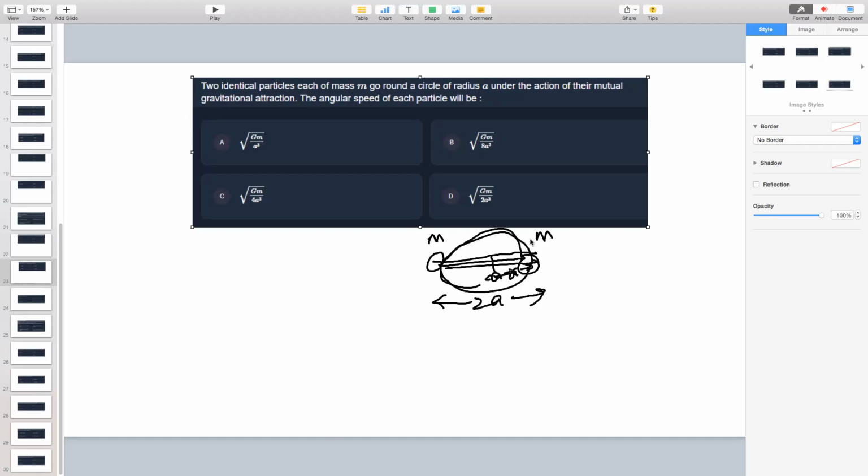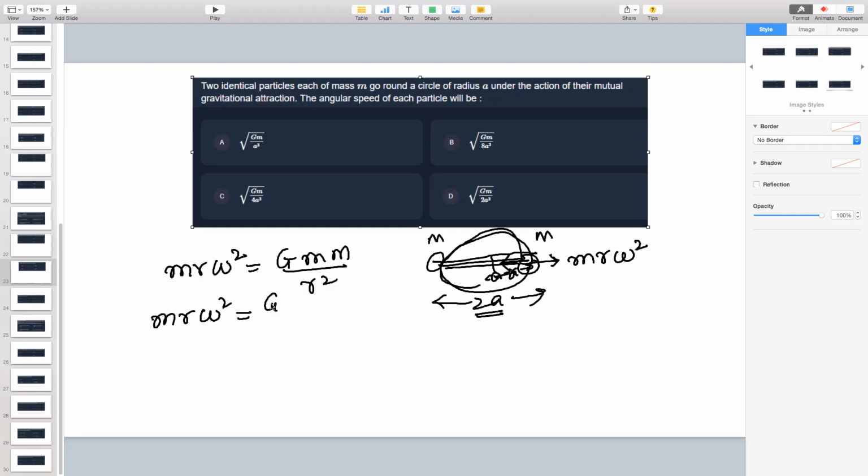You are asked to find the angular velocity if they are moving in a circular path. We know that the gravitational force provides the centripetal force here. When this particle is moving, the force is m r omega square. The condition is m r omega square should be equal to the gravitational force between the particles. Here R is 2a.